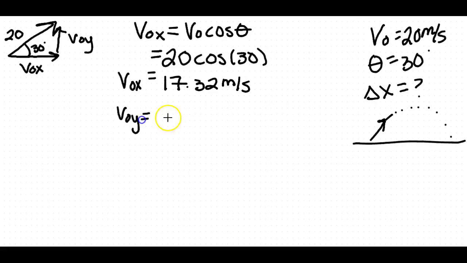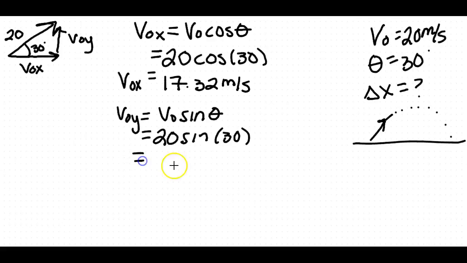And in the y direction, we do the same thing. V initial times the sine of the angle. Sine because it's opposite. So that's 20 times the sine of 30. So that's going to be 10 meters per second in the y direction. Alright, so now that's all the information that we actually have been given in the problem.